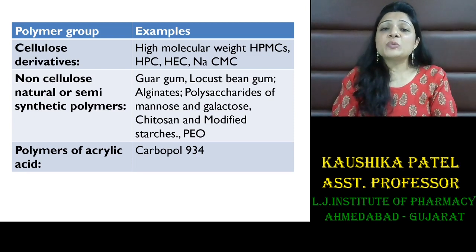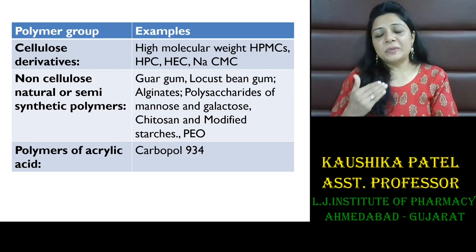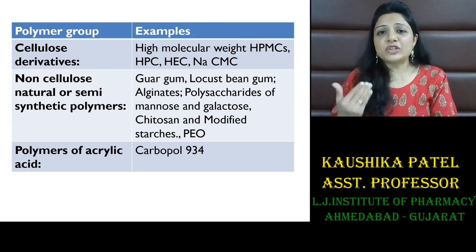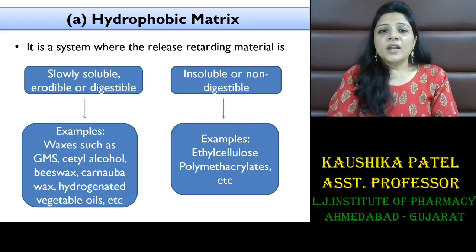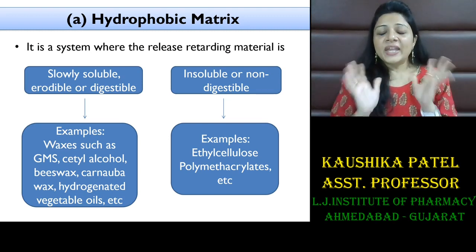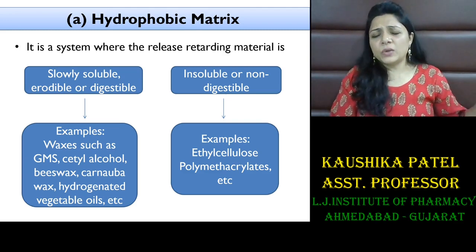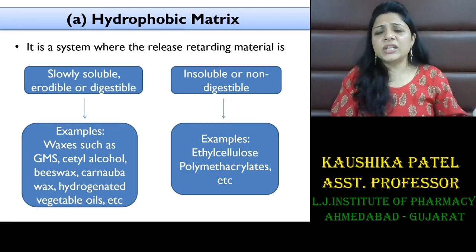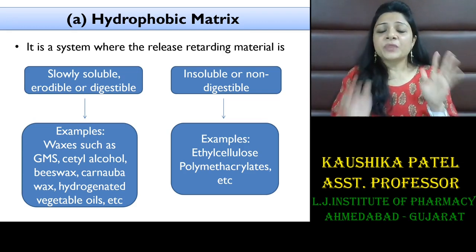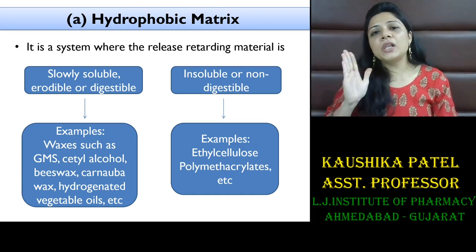You can even use polymers of acrylic acid, that is carbopol. So all these hydrophilic polymers can help you to form a hydrophilic matrix. Now, if you are going for a hydrophobic polymer, then you have to use a polymer that is slowly soluble, that is soluble very slowly, or it is erodible or digestible at a very slow rate. Or you can go for a completely insoluble polymer.